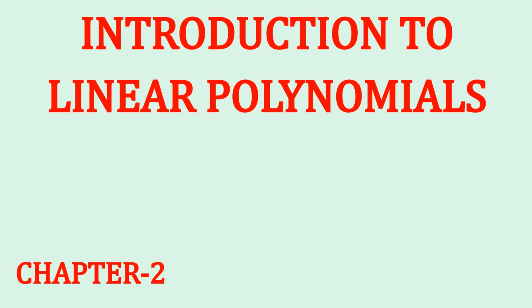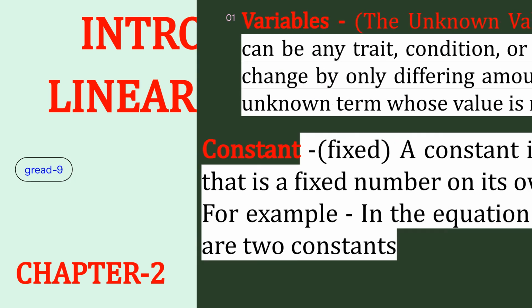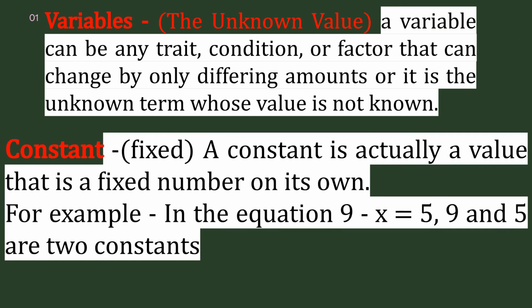A linear polynomial is an algebraic expression of the first degree, meaning the highest exponent of the variable is exactly 1. Core definition. The standard form of a linear polynomial in one variable is p of x equals ax plus b. Variables, the unknown value.